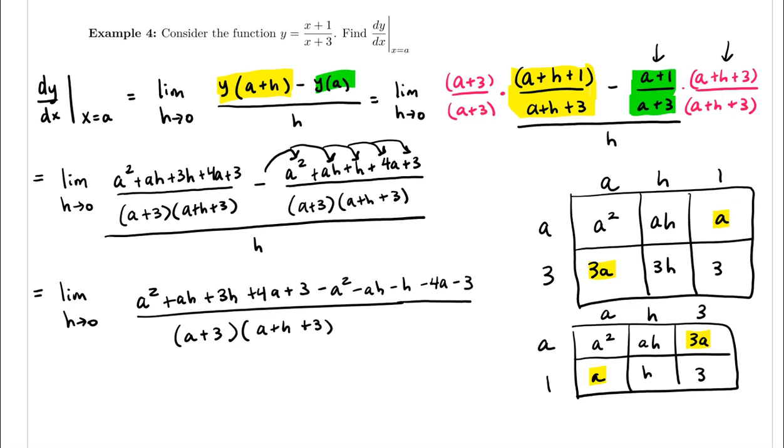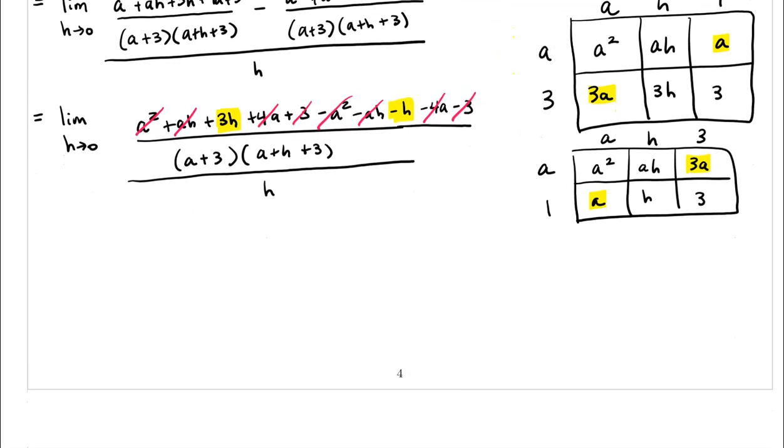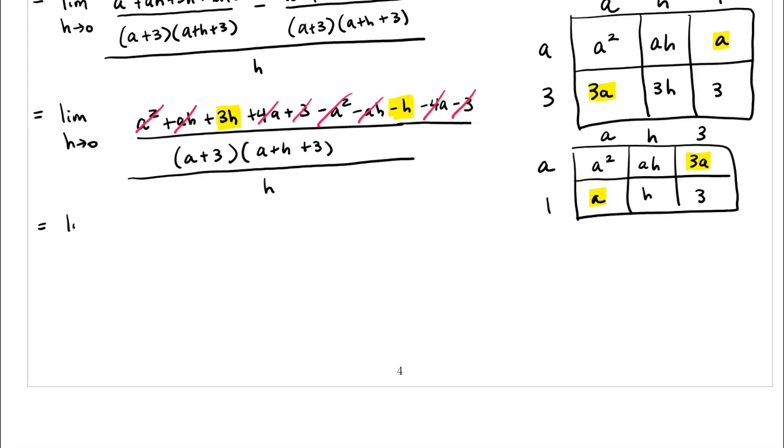All right, let's see if we can find any like terms. So I have a squared minus a squared, ah minus ah. I have a negative 3 and a positive 3, a negative 4a and a positive 4a. So it looks like the only things we're left with are 3h and minus h. And I can simplify that. Also, let's not forget about this h in the denominator. So 3h minus h is 2h over a plus 3.